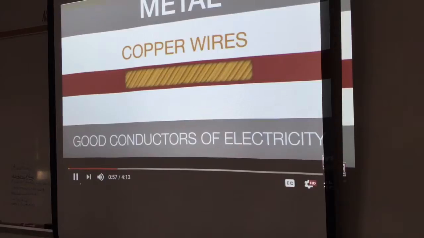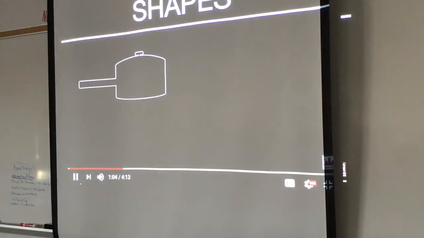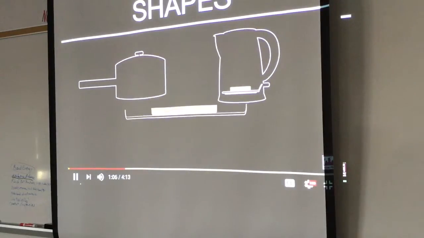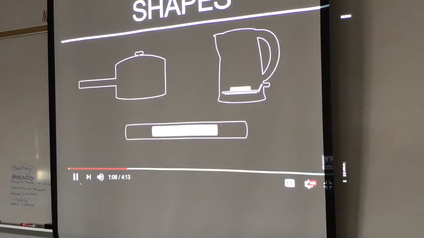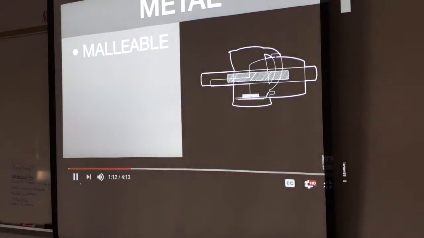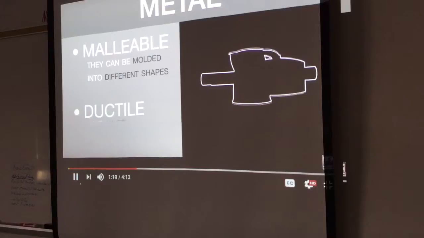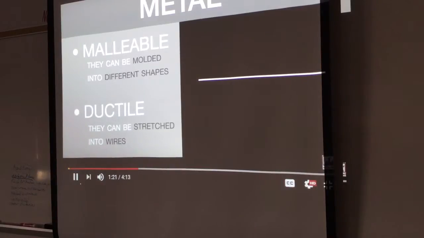Think about the shapes of the everyday objects we described: the pot, the heating element inside the kettle, and the copper wires. Notice that they are very different. Metals are malleable. This means that they can be molded into different shapes. Metals are very ductile. This means that they can be stretched into wires.